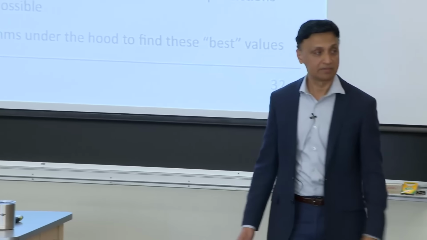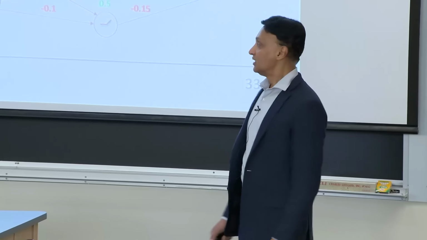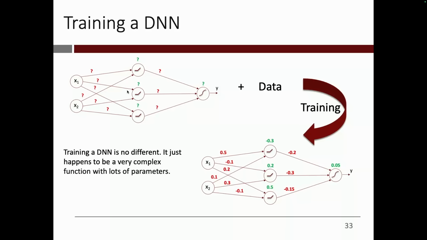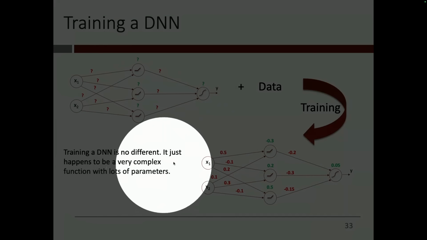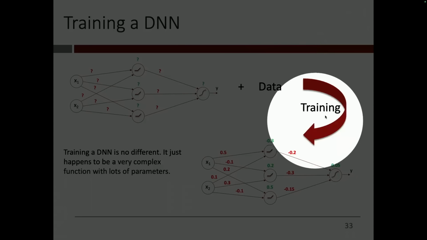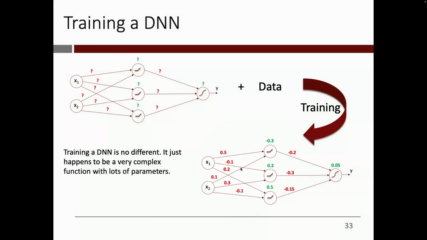Because it's important. Training a neural network, a deep neural network, even GPT-4, is basically the same process as what you do for regression. It's just a very complicated function with lots of parameters, but ultimately, you have a network with all these question marks, you add some data, you do some training, and boom, you get some numbers.